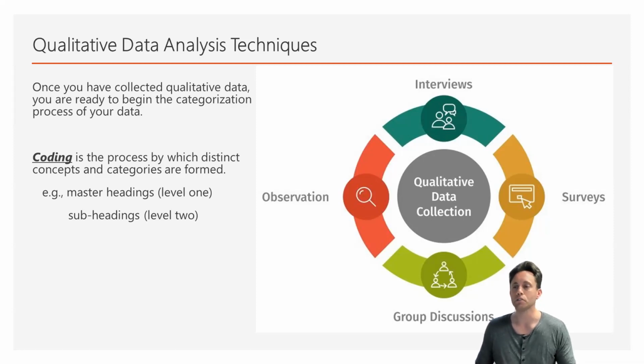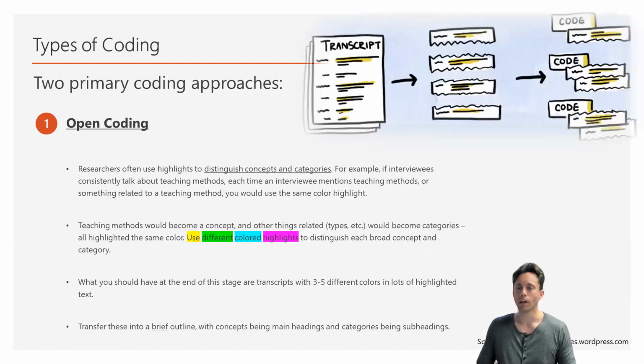The first is open coding. We're going to get into that in a minute. But coding in general, to define it, is the process by which distinct concepts and categories are formed. So you may have master headings, and then you may subdivide those into further and further more distinct categories, if you will. As I said, the first type of coding is open coding.